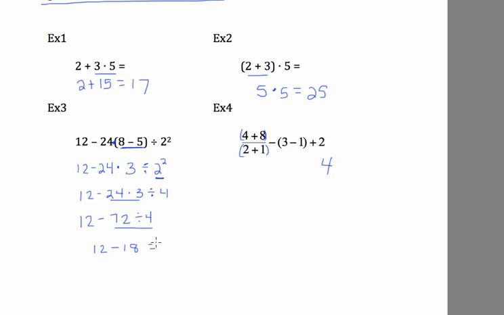So I'll have 12 minus 18. Notice how I work downward. We do this a lot in algebra, so it's good to get used to it here. And then I underline and replace in the order of operation. 12 minus 18 is negative 6.